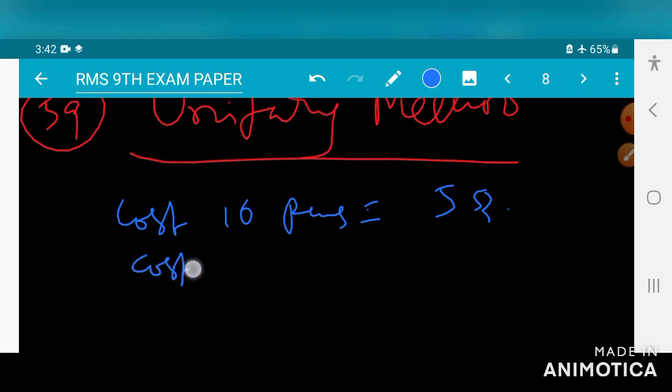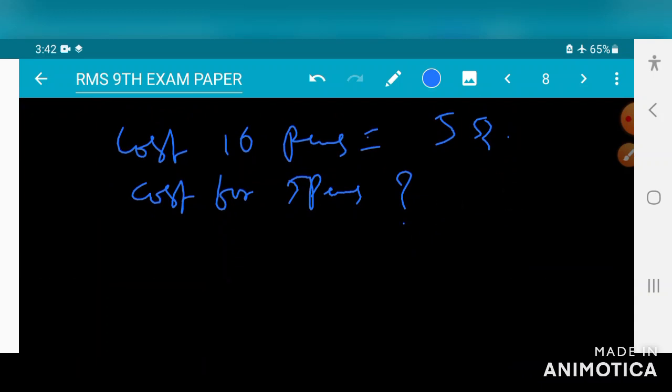Then the cost for 5 pence, how much? See, very easy here. See, what is being asked? Cost for 5 pence is being asked. So what is being asked, we have to write on the right side. We have to find the cost.